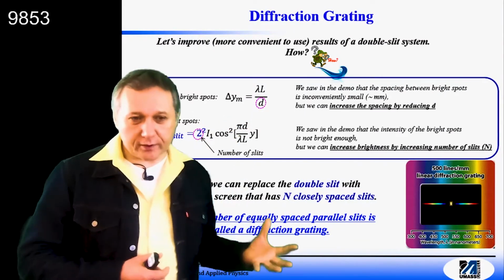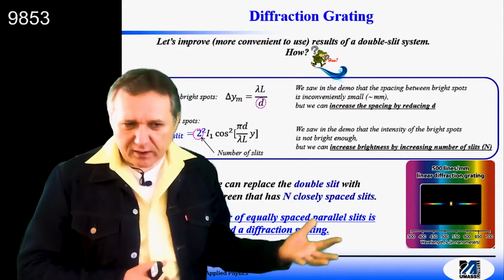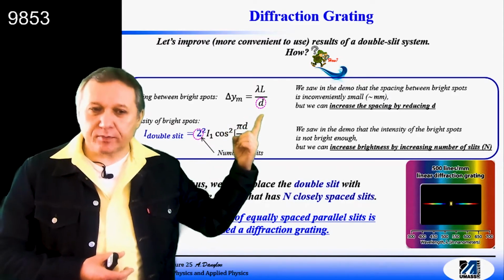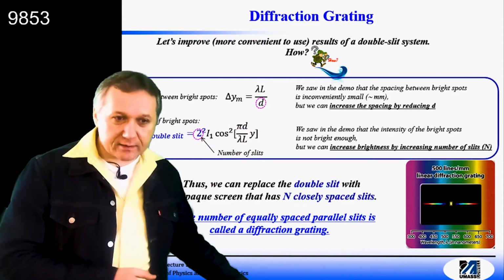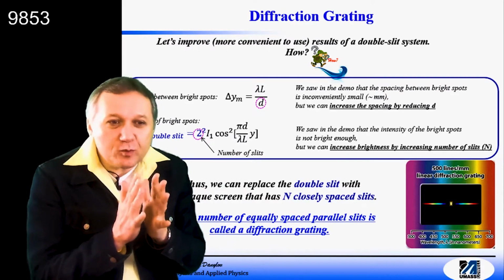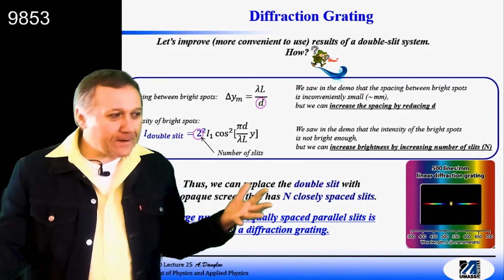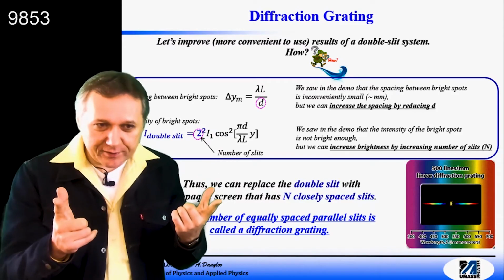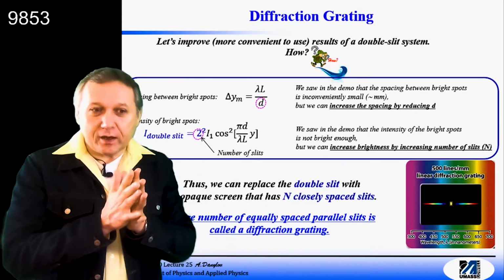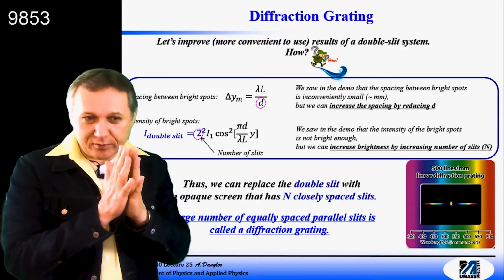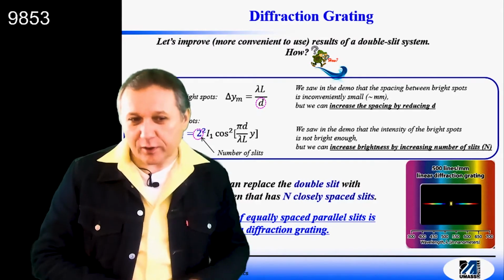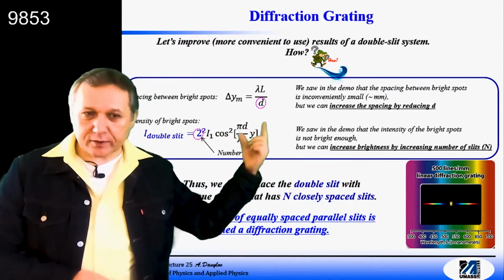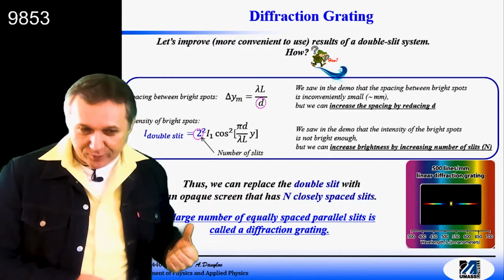These days, in modern clean room facilities in any photonics center, you can easily fabricate slits, and the distance between slits can be just a few micrometers. So you see how big a difference. First, we had the distance between slits like 0.5 millimeters in the double slit, and now you can make slits where the distance between them is a few micrometers. It's a big difference. So that can allow us to increase the spacing between bright spots.